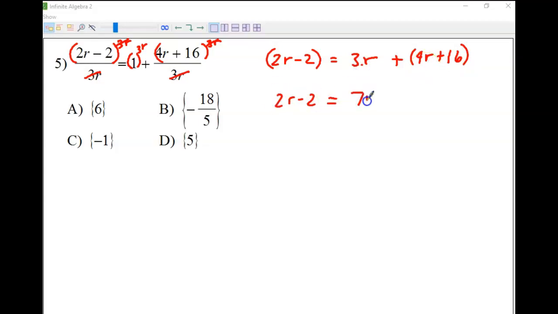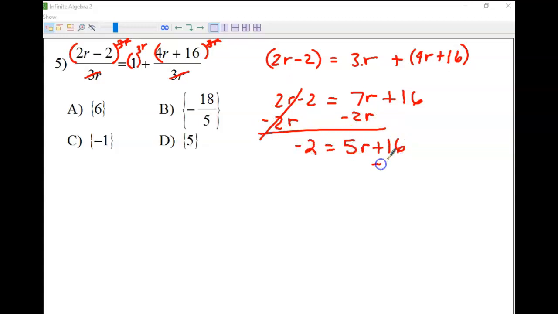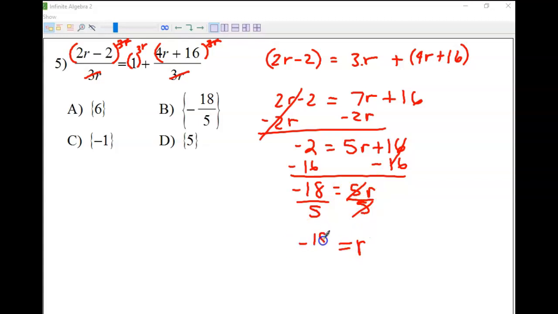3r and 4r make 7r. Let's do some basic algebra here. Okay, and there's my answer.